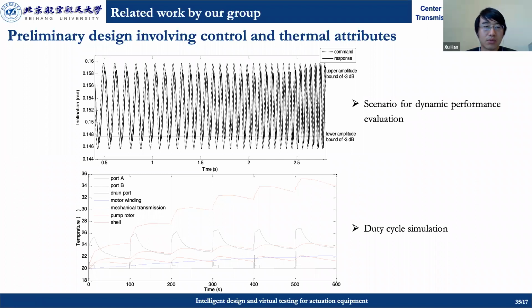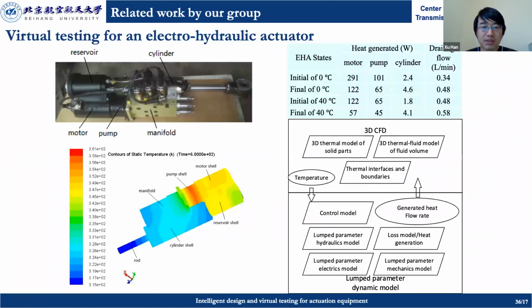And we also developed virtual thermal testing for electrohydraulic actuators. We combine the 1D lumped parameter model and the 3D CFD model. With this method, we can have relatively high accuracy of the temperature prediction, but also a relatively low calculation cost, because not all the calculation is done in the costly CFD method. Most calculation is done in the lumped parameter model, which can achieve high accuracy and low calculation cost at the same time. Next slide, please.